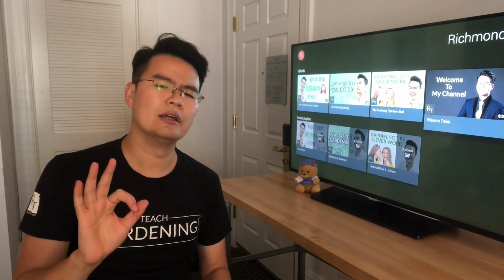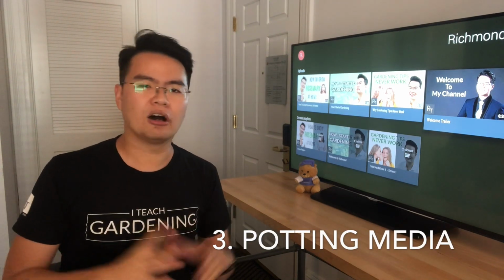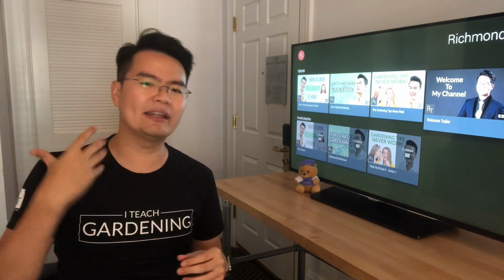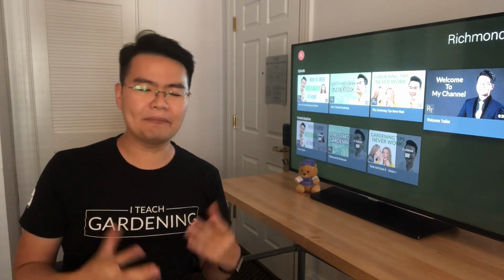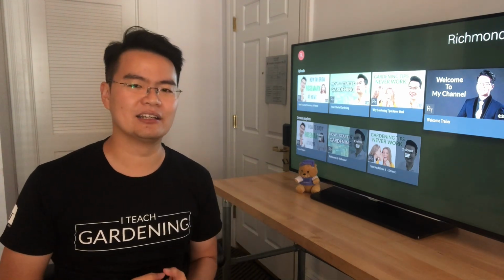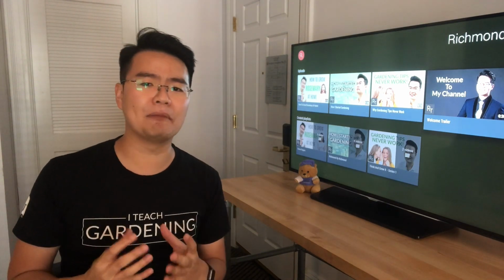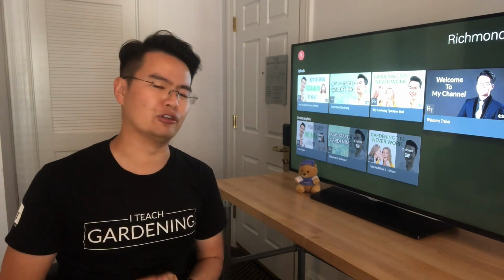Condition number 3 is potting media, or refer to the soil that you use. Potting media can be draining or water retaining, or it can be soil-based or soilless mix. So knowing and using the right mix of potting media will determine if your plant will grow well for you.